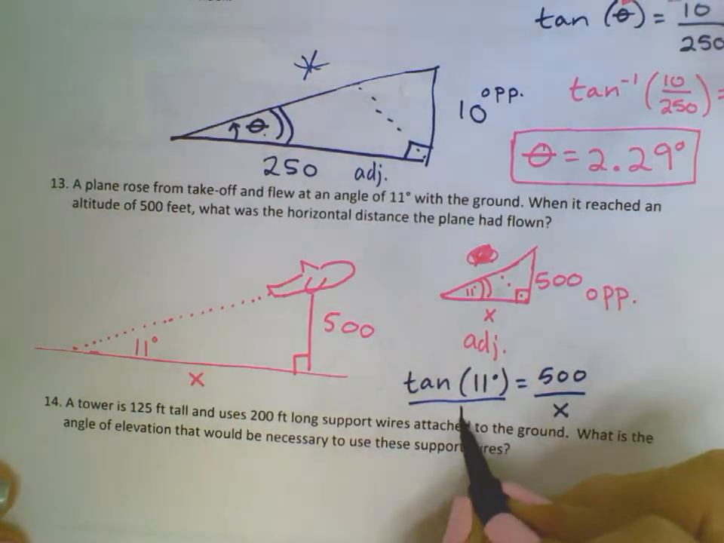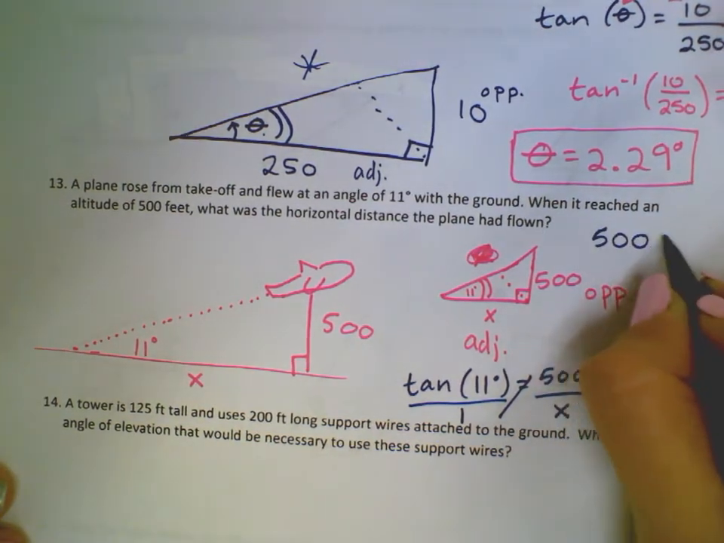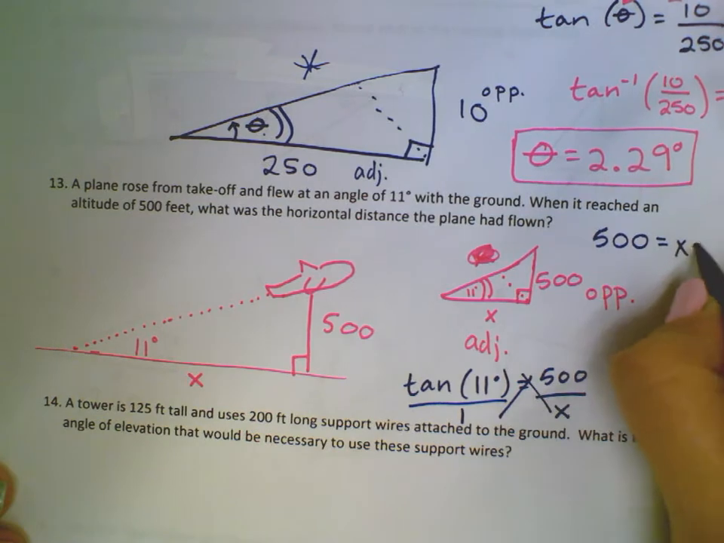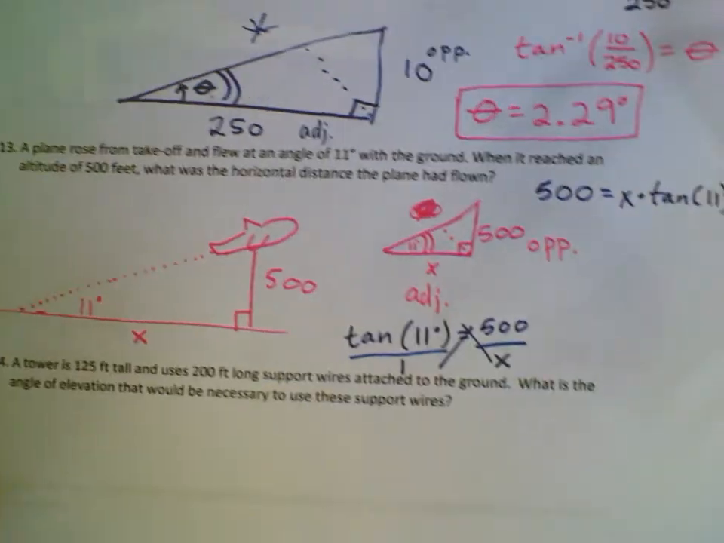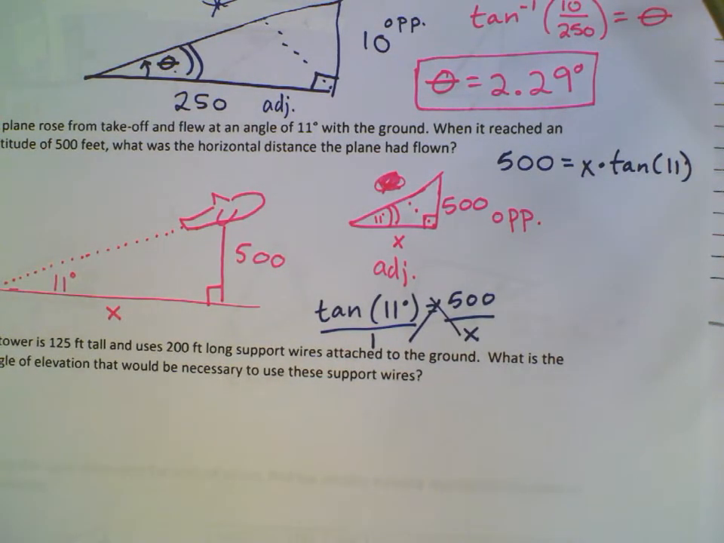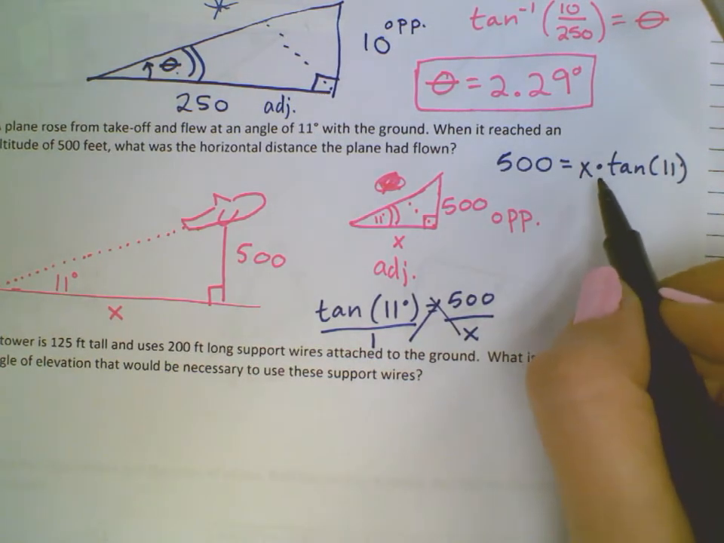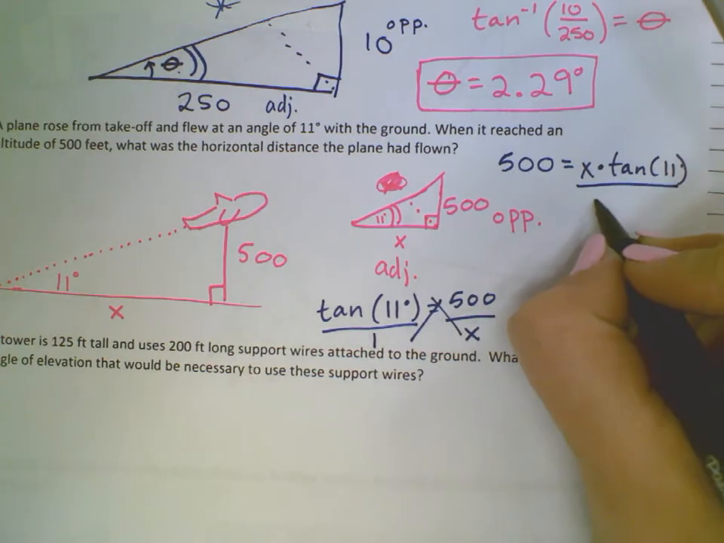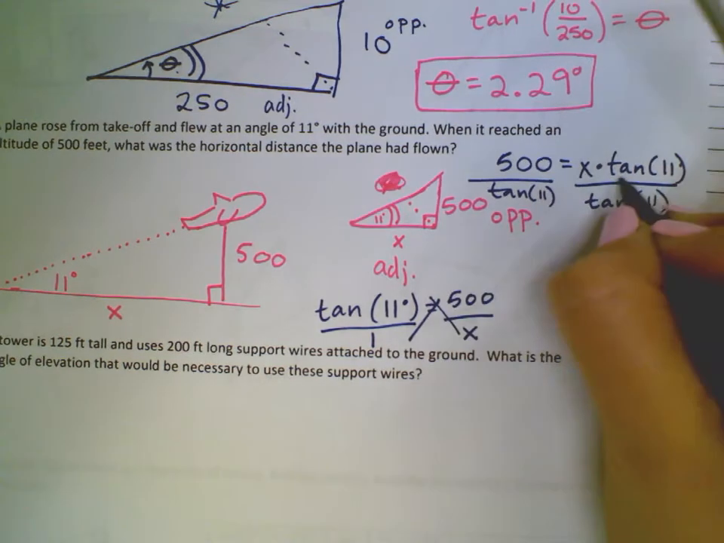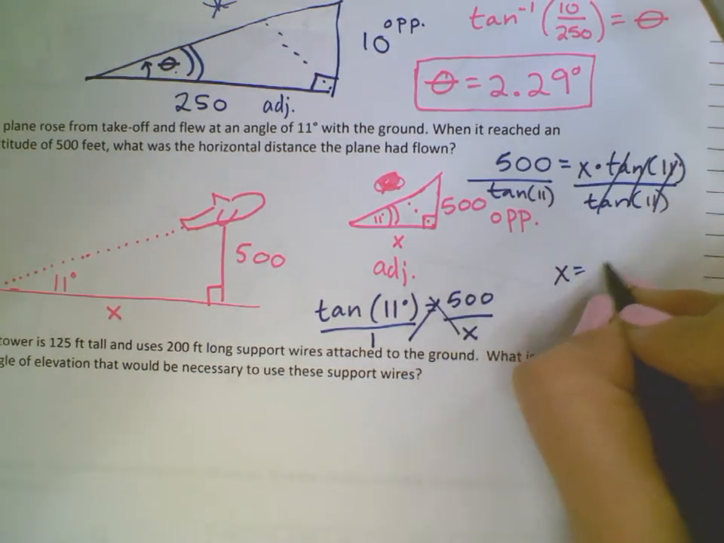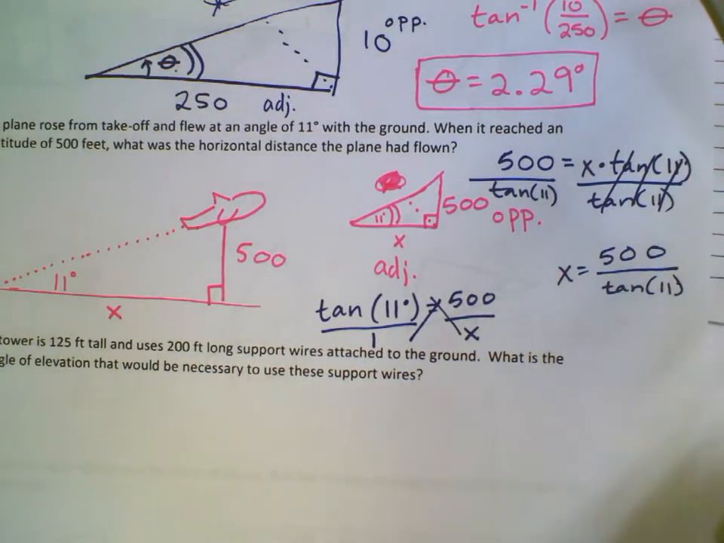From there, I need to put tangent over 1 and cross multiply. 500 times 1 is 500. And x times tangent of 11. I'm sorry. Let me pull this over so we can see what I'm doing. So in order to get rid of my tangent, to get my x by itself, I need to do the inverse operation of multiplication, which is division, and do tangent of 11 divided by tangent of 11. Those cancel each other out, and I get x equals 500 divided by tangent of 11 degrees.